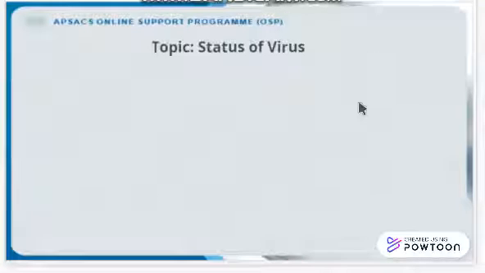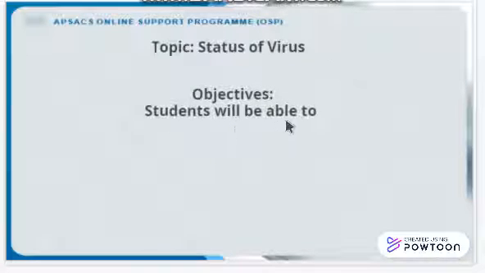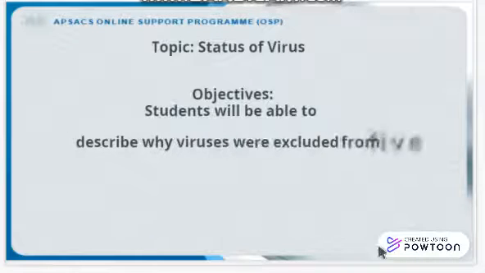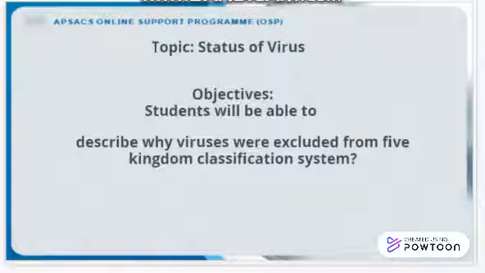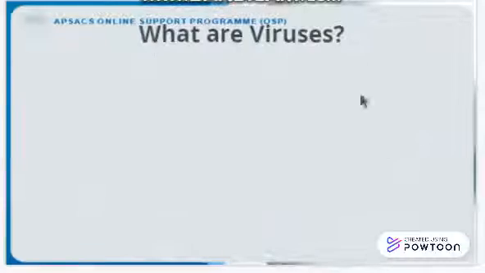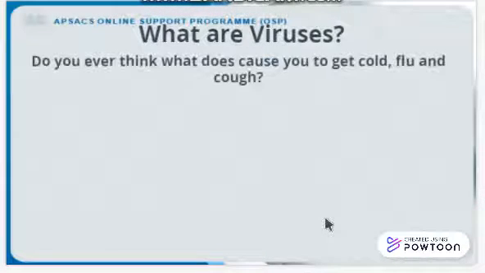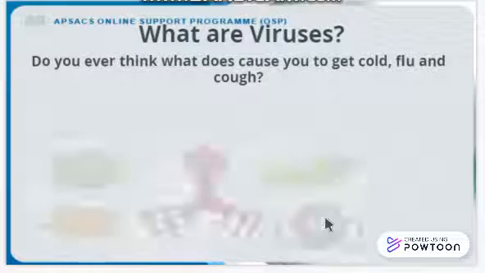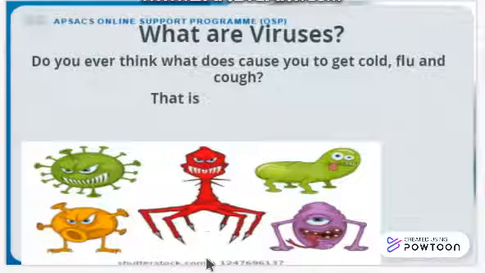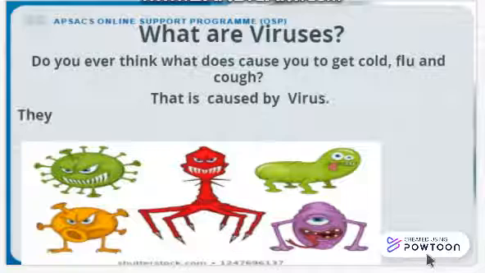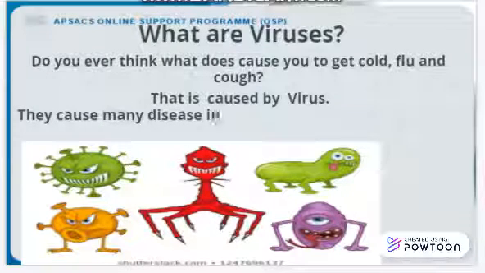Now we are going to start our topic, that is status of virus, and our objectives are: students will be able to describe why viruses were excluded from 5 kingdom classification system. So what are viruses? Do you ever think what does cause you to get cold, flu and cough? That is because of viruses. They cause many diseases in humans, animals and plants also.